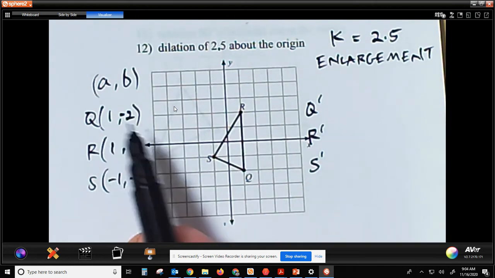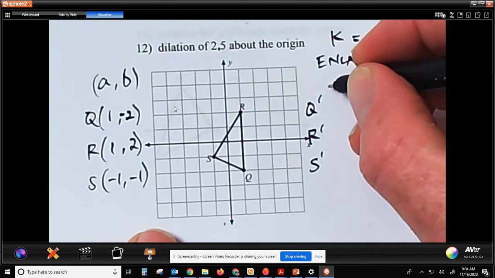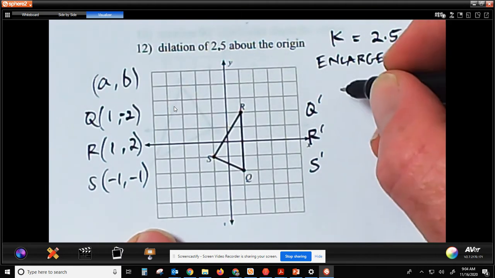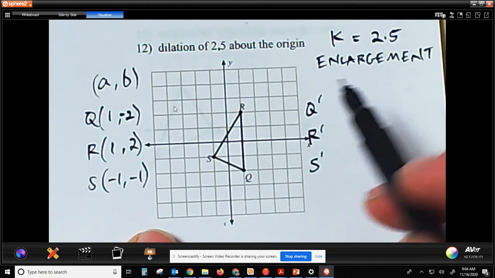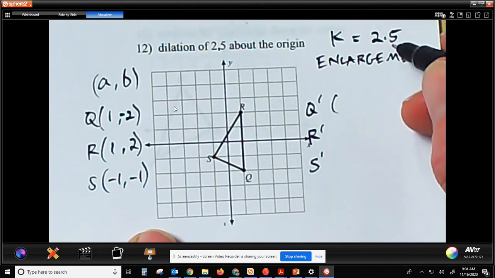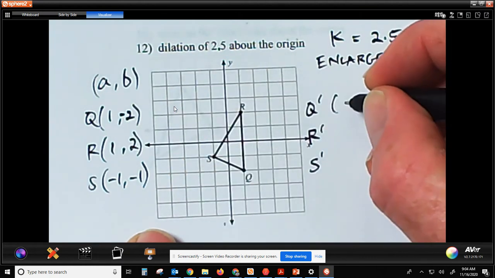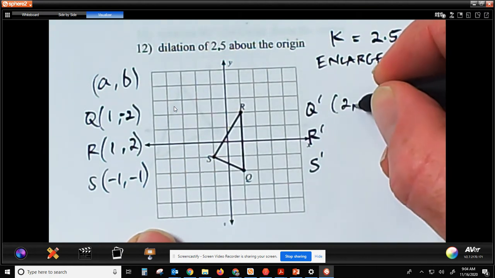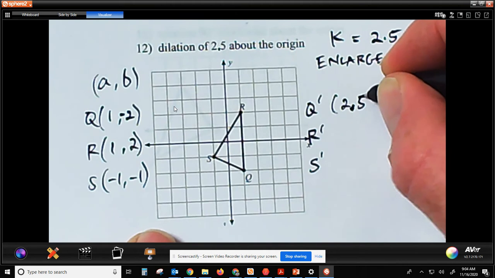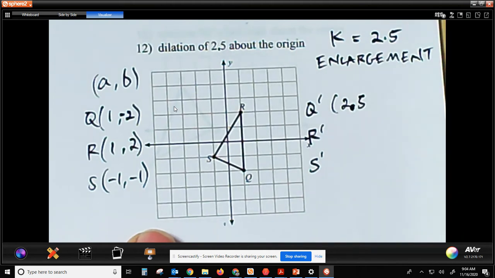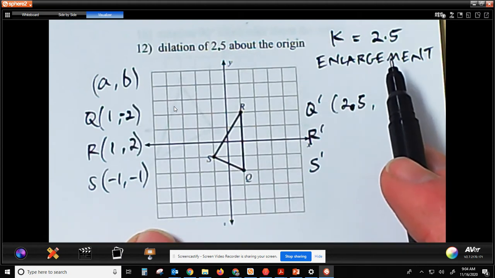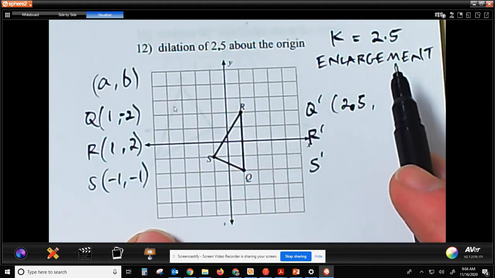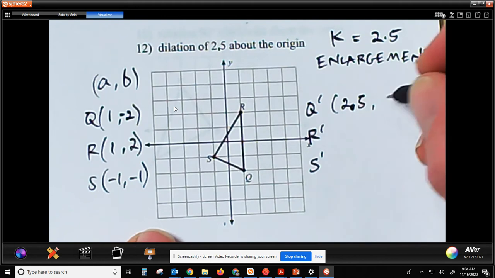2.5 times each one of these coordinates will give me my A and B for the new. K times X and Y. So 2.5 times 1 gives me an X coordinate for Q prime of 2.5. Negative 2 times 2.5, 2.5 doubled, that's a negative 5. How'd I do? Do you guys agree?